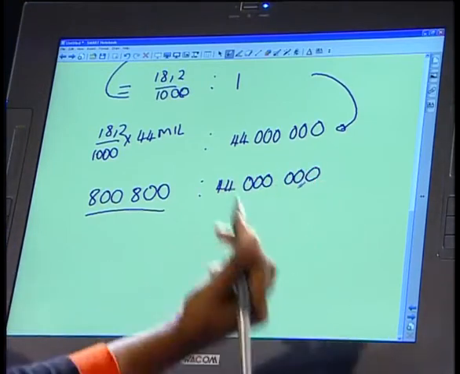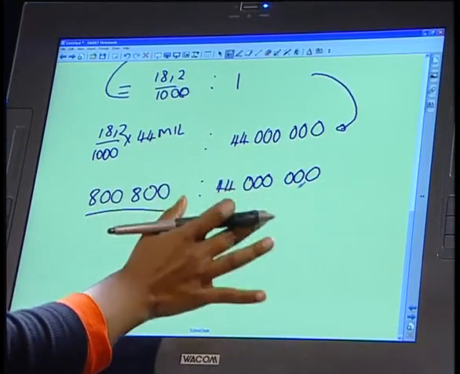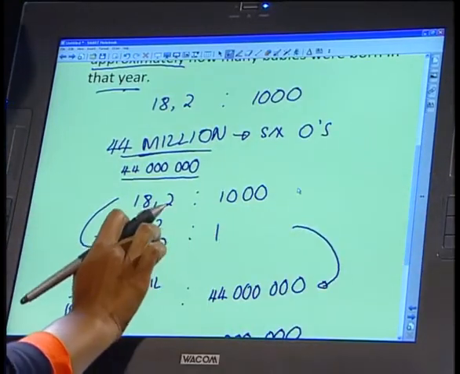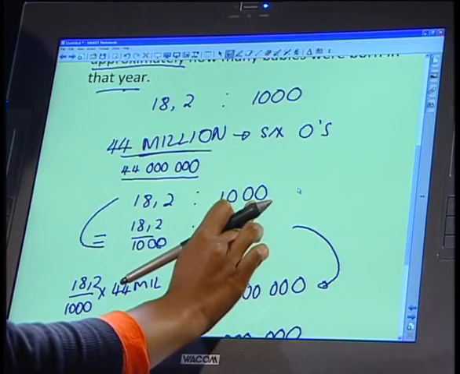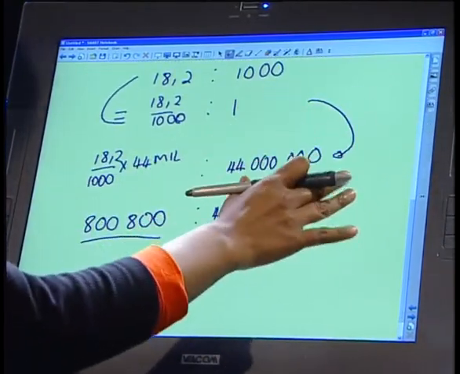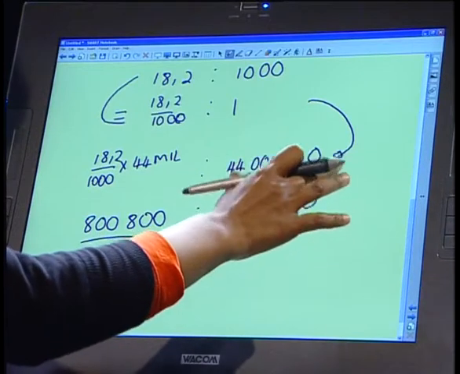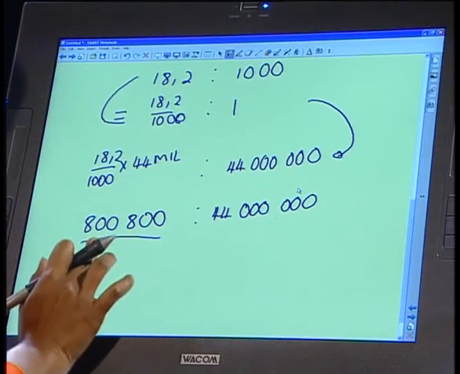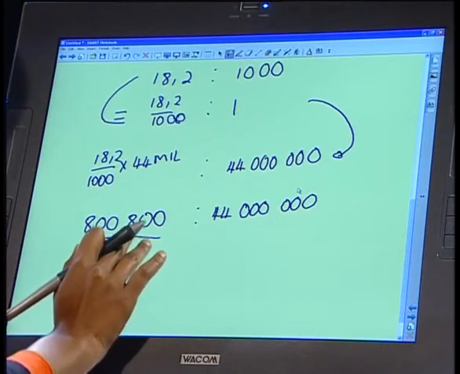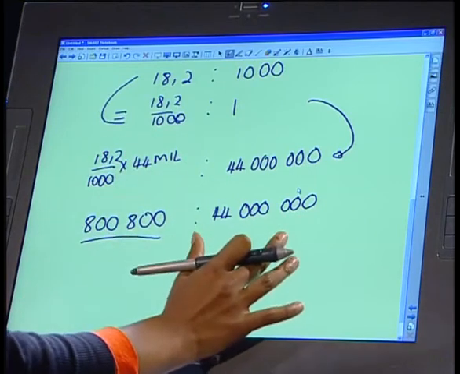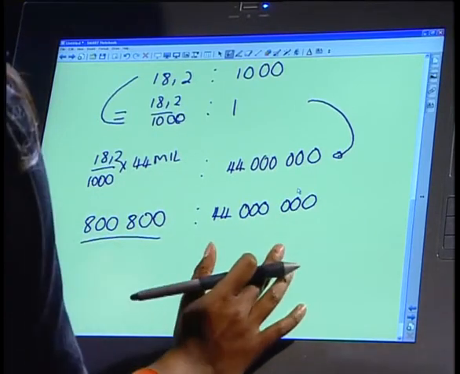So in this way, we have actually used ratios to help us get all the way from a crude birth rate of 18,2 per 1,000 people to an actual answer. So we can work out that if we had 44 million people in 2004, then there were 800,800 births in that population in 2004.